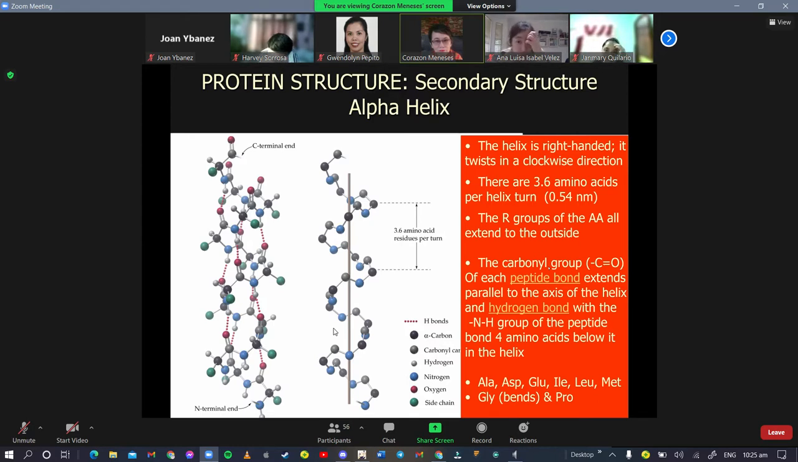Okay. So first, the helix is right-handed or clockwise in direction. There are 3.6 amino acids per helix turn. Then the R group is found extended outward. Okay.